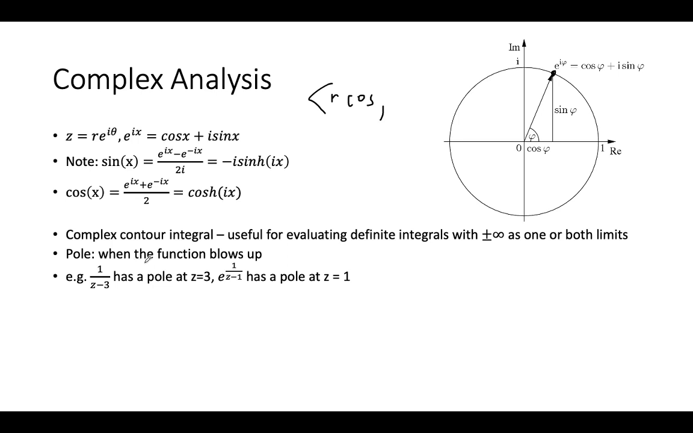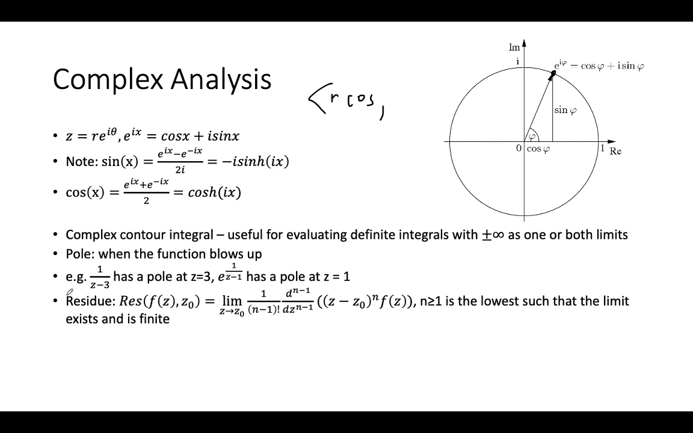A pole. A pole is when a function we're integrating blows up. So 1 over z minus 3 has a pole at z equals 3, because this goes to infinity. But this function, e to the 1 over z minus 1, has a pole at z equals 1, because this thing will blow up to infinity, and that will blow this up to infinity. So the residue. Residue is just this definition here.